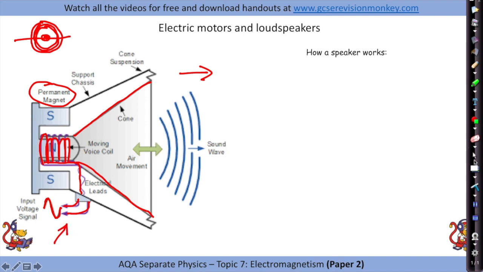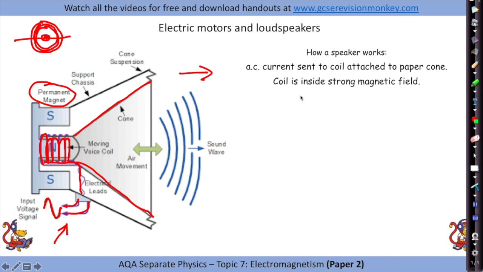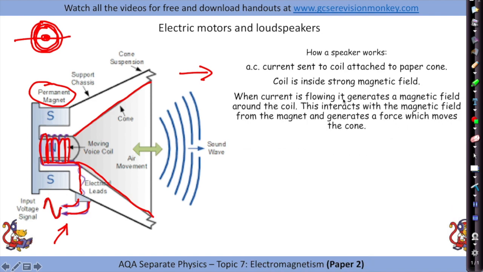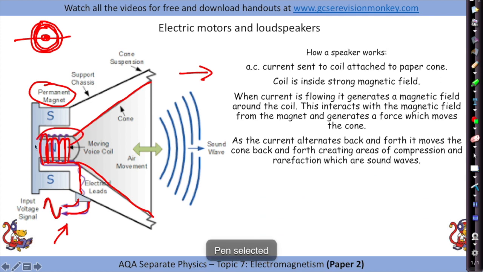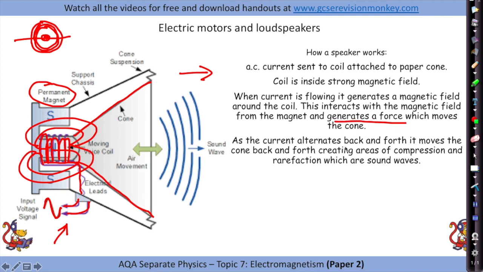So let's have a quick look and see how it works then. So AC current will be sent to the coil, and this coil is attached to a paper cone. So AC current comes in. Now the coil is inside a strong magnetic field. We've got a permanent magnet in here. Now when the current is flowing, it generates a magnetic field around the coil. So we can imagine field lines maybe coming out of our coil there. And those field lines are going to interact with the magnetic field lines from our magnet, and generate a force. So when two magnets interact, they'll feel a force to each other, which moves the cone.